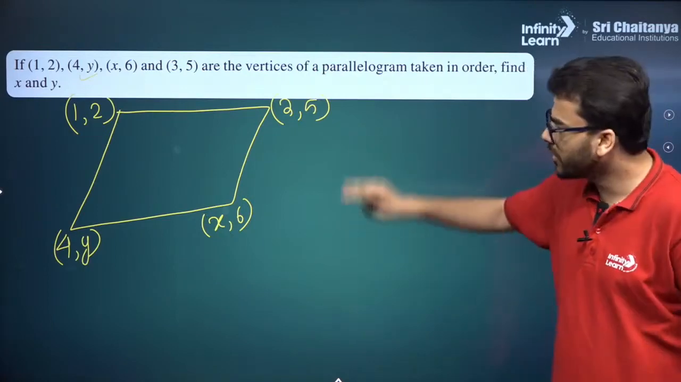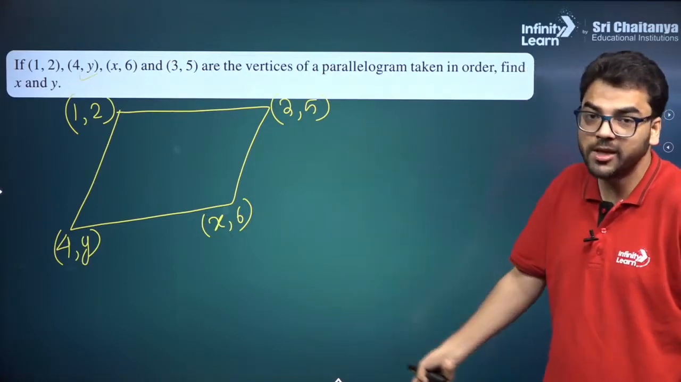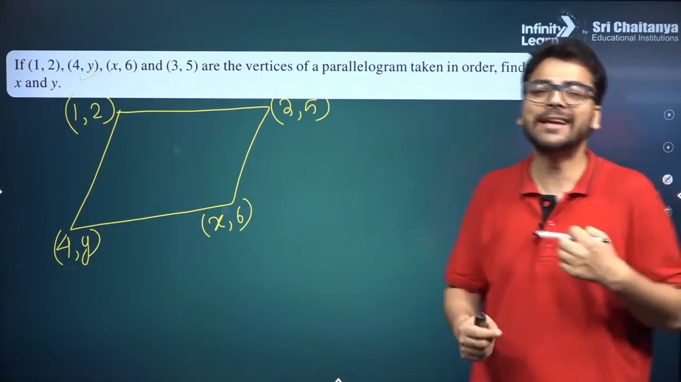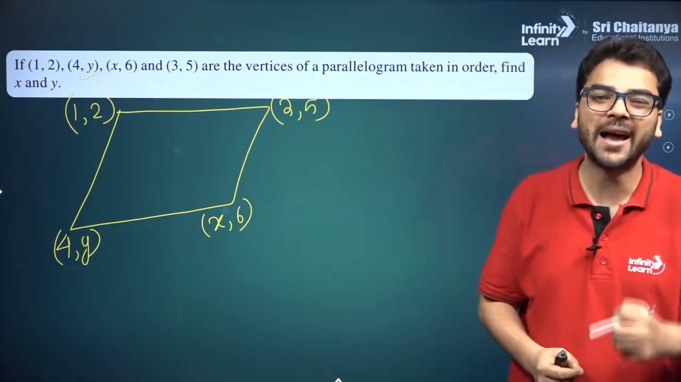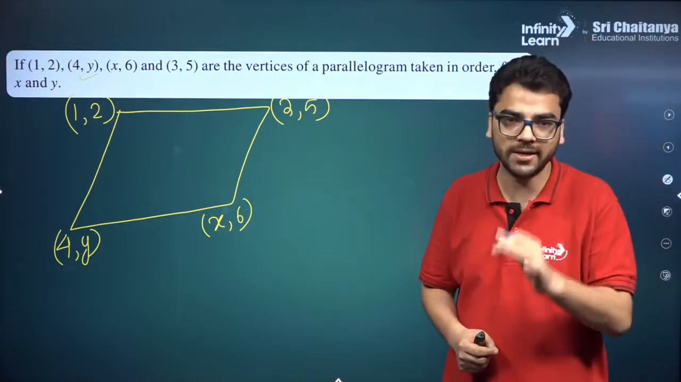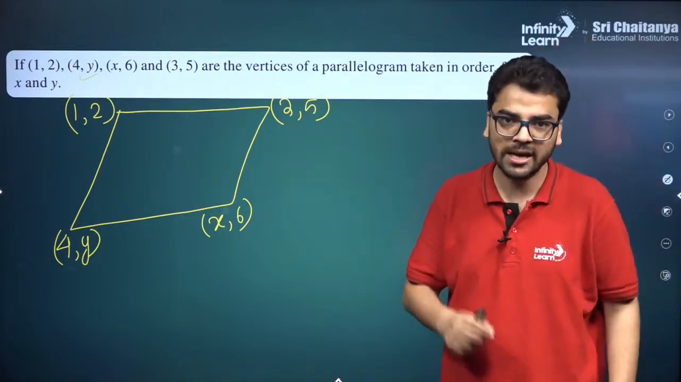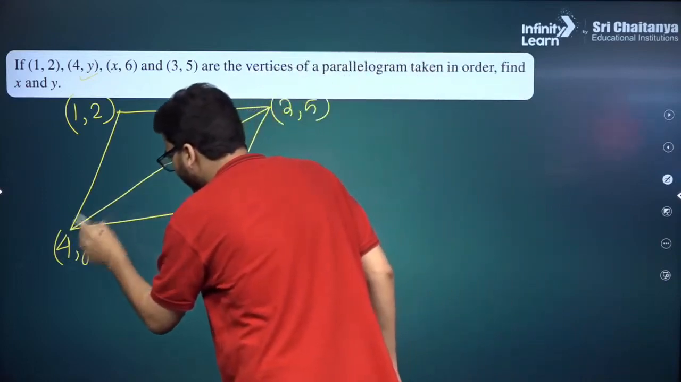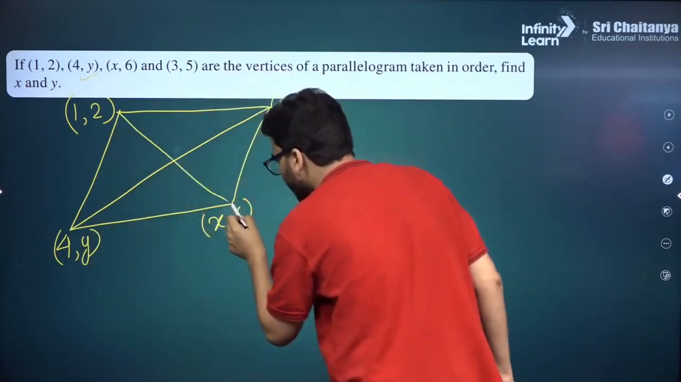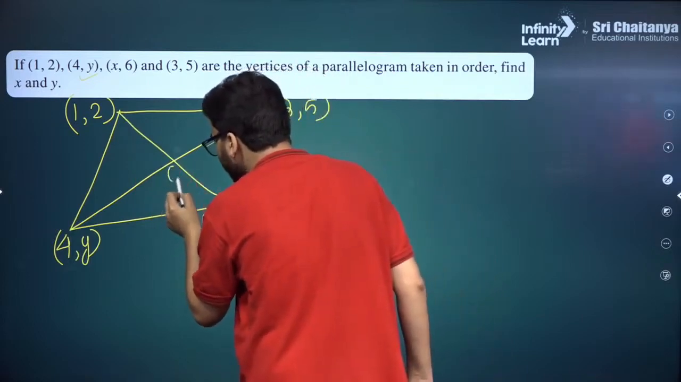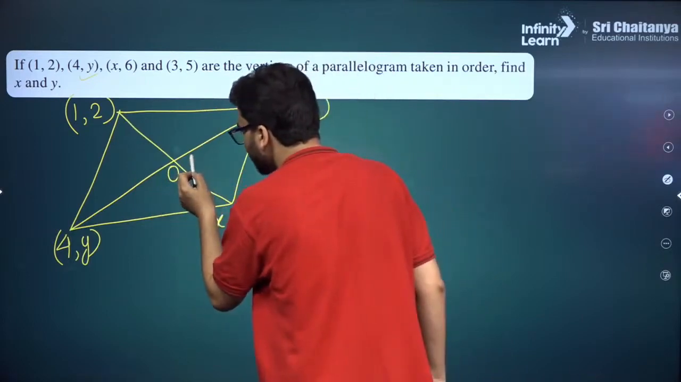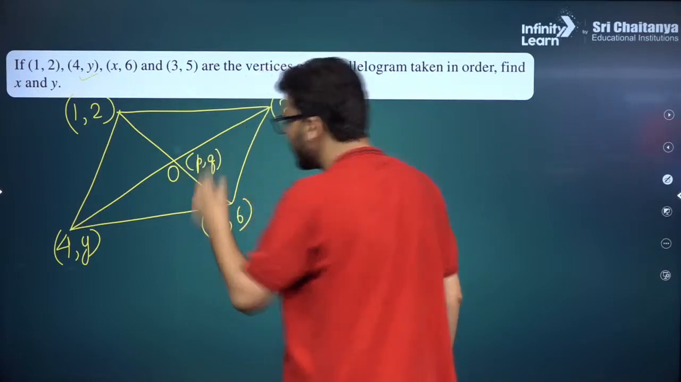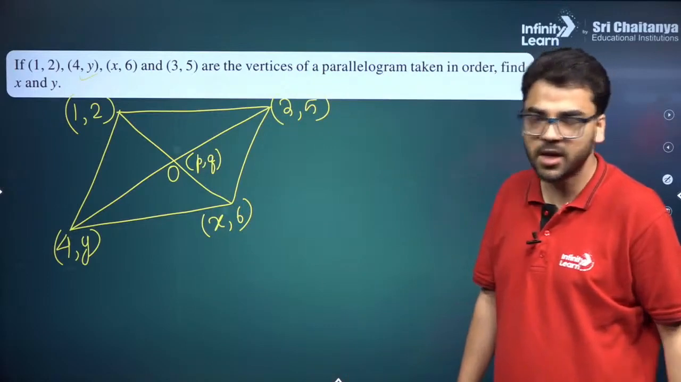So basically you don't know which property to be used in this question, so you have to use your logic. You know that the diagonals of a parallelogram bisect each other at the point of intersection. This property is known to you. The diagonals of any parallelogram bisect each other at the point of intersection. So if suppose O is the point of intersection, suppose the coordinates of the point of intersection are P comma Q.